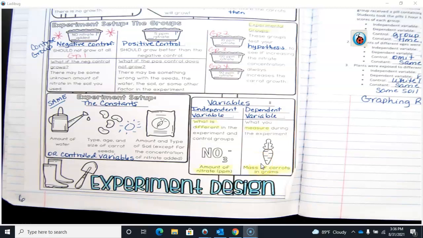Now, what did we keep the same between our 4 groups? Well, those would be called constants. We watered the groups the same. It was the same types of carrot seeds. We used the same amount of soil and the same type of soil, except for the concentration of nitrate. And I even added a little sun. We obviously gave them the same amount of light. All of these things that we keep the same are constants.